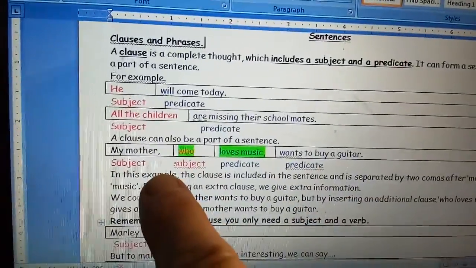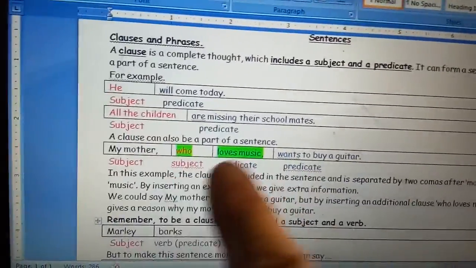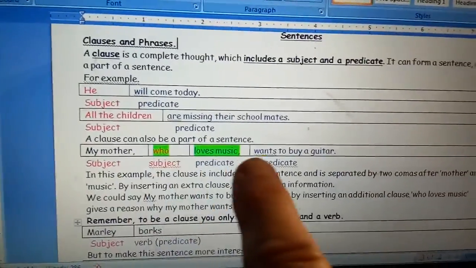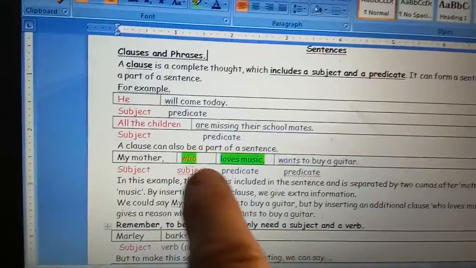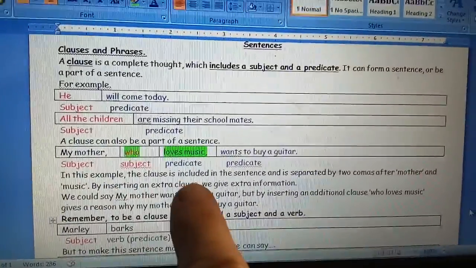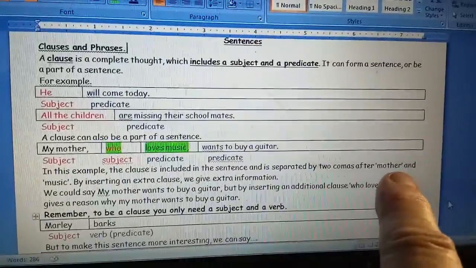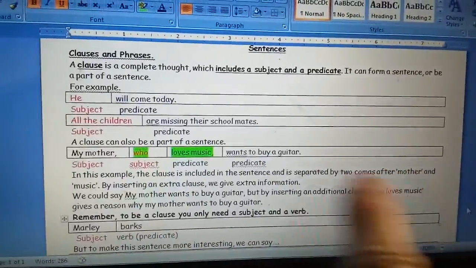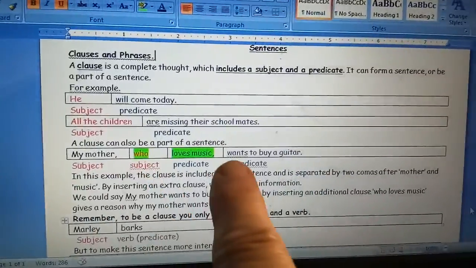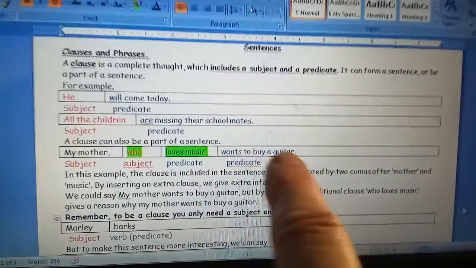Now we could say, my mother loves music. My mother wants to buy a guitar. That would be two separate sentences, okay? But here, we include that clause here, and it makes sense. So in this example, the clause is included in the sentence and it's separated by two commas. After mother, and after music, right there. Comma here, and then a comma here after music. Wants to buy a guitar.